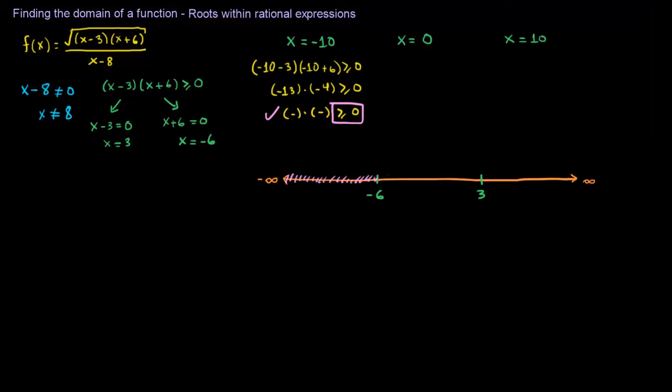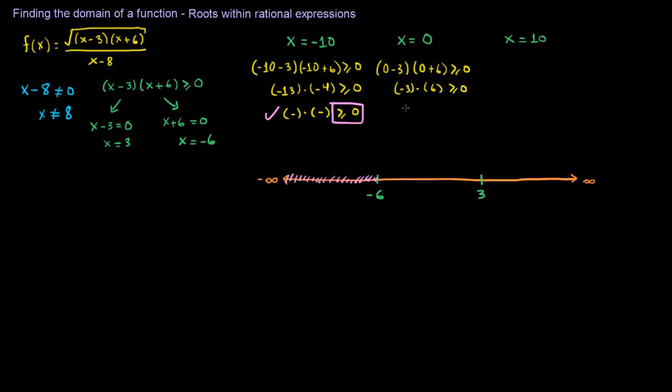Now I'm going to do the same with the value of x equal to 0. I'm going to substitute it here in the inequality, only in the inequality, and I'm going to get 0 minus 3 times 0 plus 6. Is this greater or equal than 0? Well, I get a negative 3 times a 6 is greater or equal than 0.